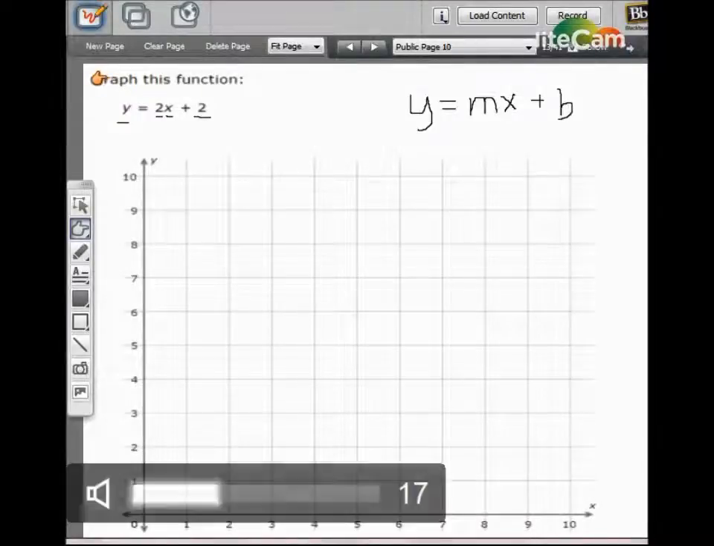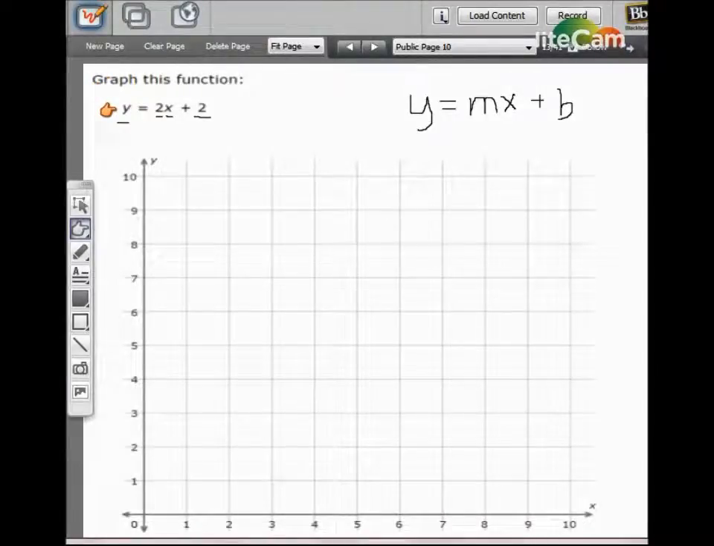So how do you do this problem? It says graph this function, y equals 2x plus 2. Remember the form, y equals mx plus b. The b and the m stand for something. So we're going to write this underneath just so we can see where the things match up.